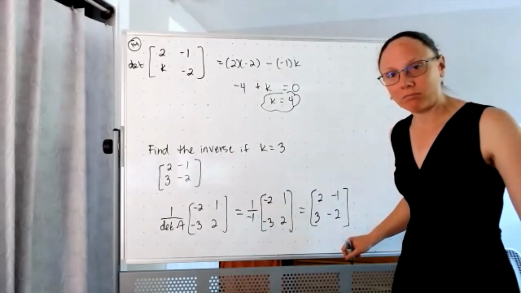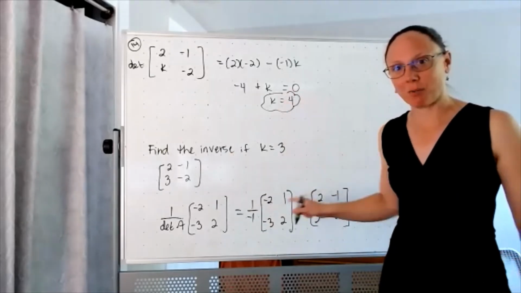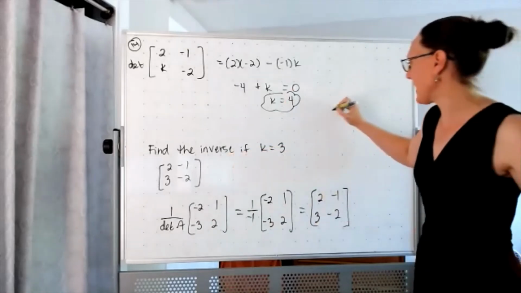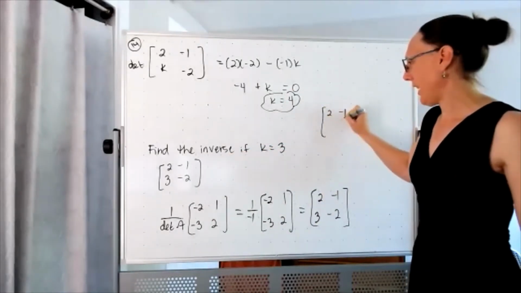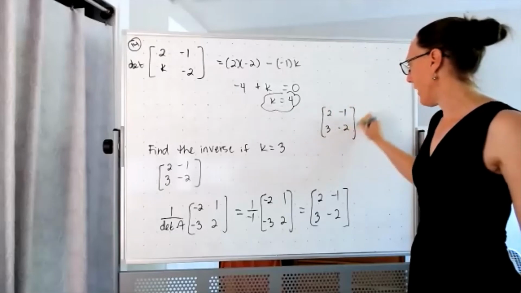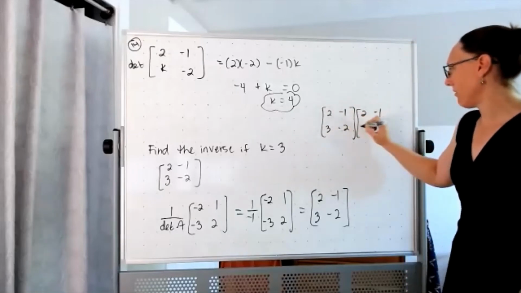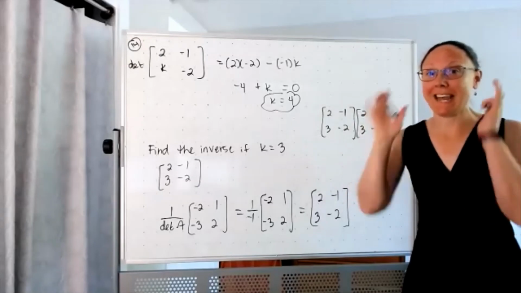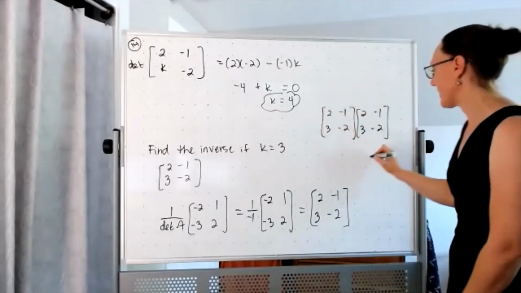That's kind of cool. Let's check that and make sure my math didn't go wrong. If I take that matrix, [2, -1; 3, -2], and multiply it by itself, I think we're going to get the identity matrix, and it's its own inverse. That's really cool.